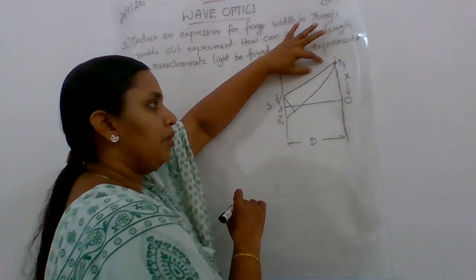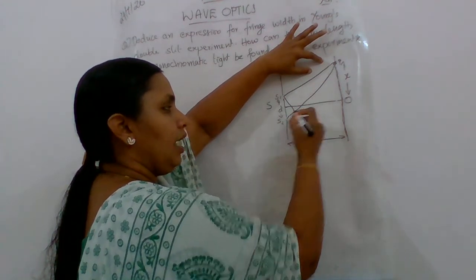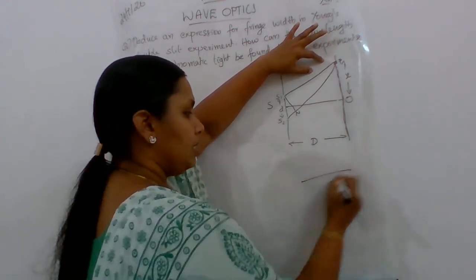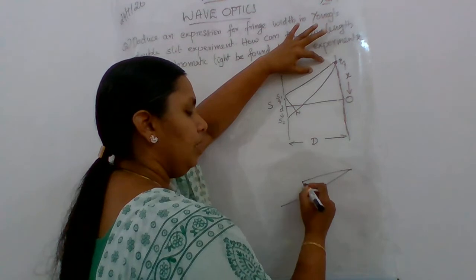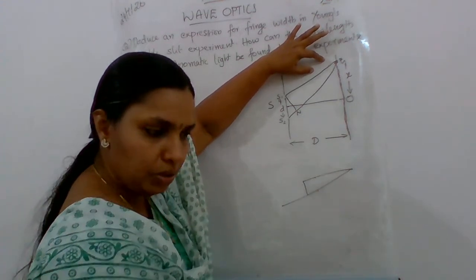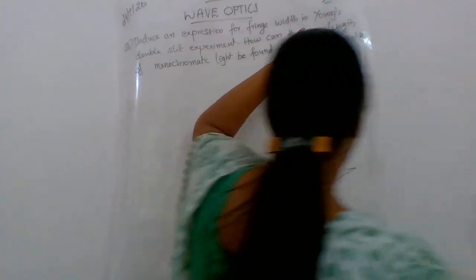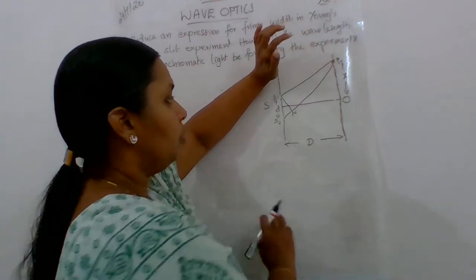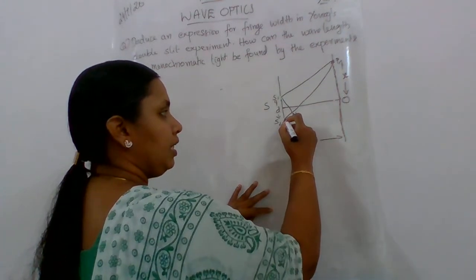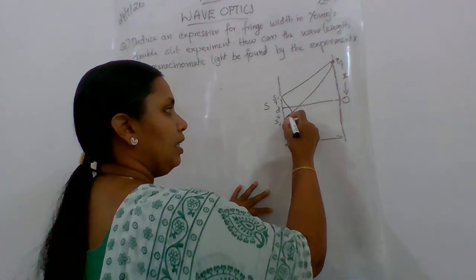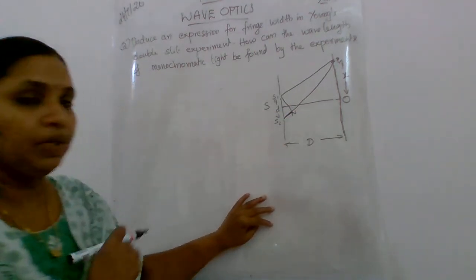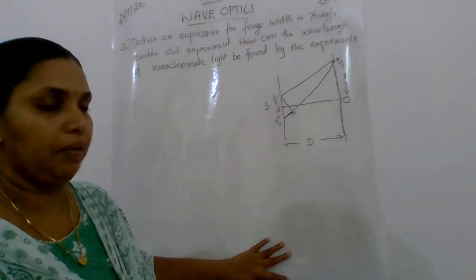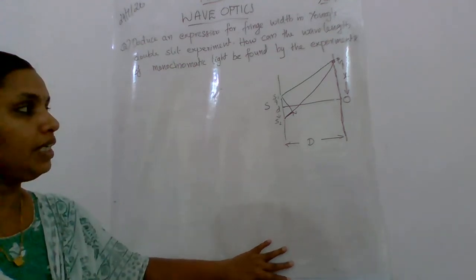I am drawing a normal from S1 to this, at the point N. So here S1P and NP are the same. Two lines are there, and if you draw the normal, these two distances are the same. So the path difference is S2N. There is a path difference S2N between those wavelets propagating from S1 and S2 towards P. Then if you can find out what that S2N is.